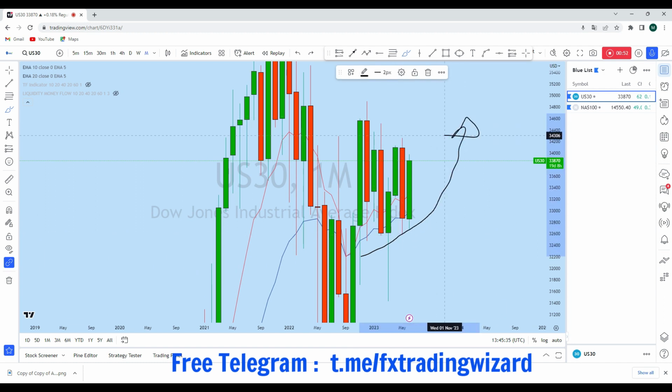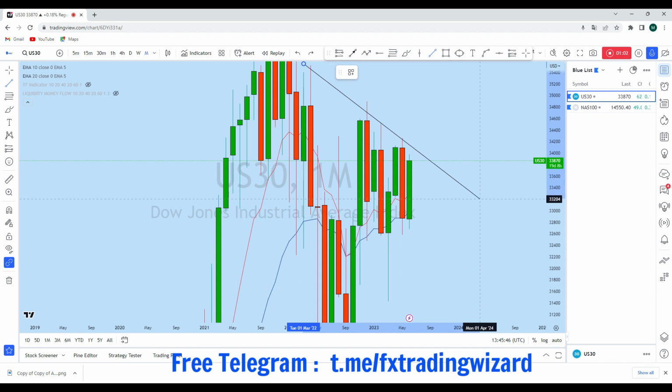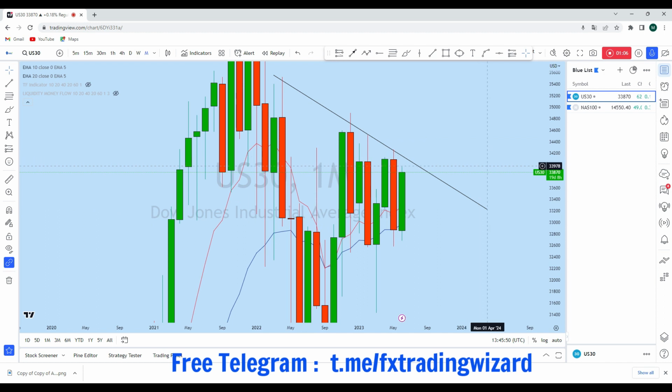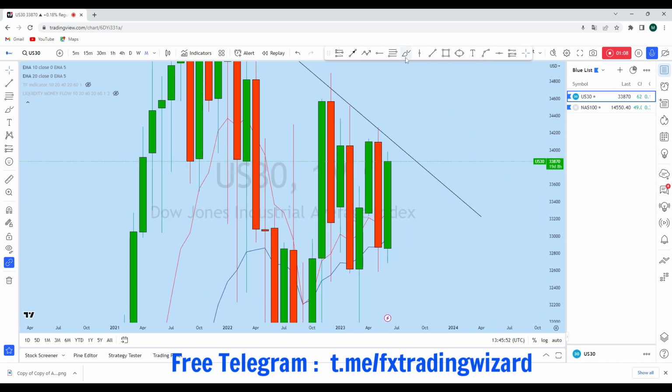Now with that higher low creation, we have seen that US30 had a bounce. With that bounce, what we can expect now is US30 to go ahead and test this resistance level. This is the monthly resistance, and I think that after a little pullback this week, you could see US30 moving up to test the monthly resistance zone.